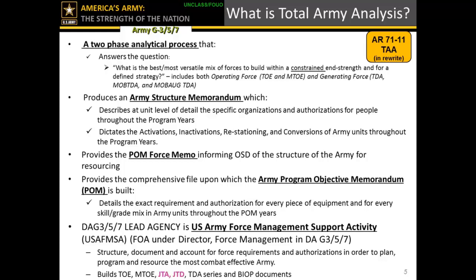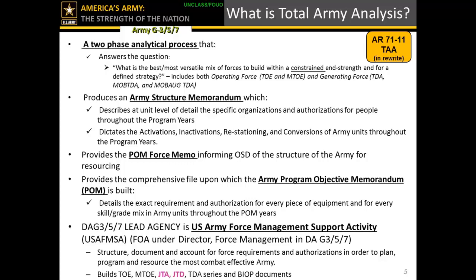One of those was the APGM, the Army Program Guidance Memorandum, and that kind of gives guidance on how we're going to write the POM. So that's an influencing factor into this, and the Army Program Objective Memorandum is built using that plus the outputs of TAA being the RSTRUC.